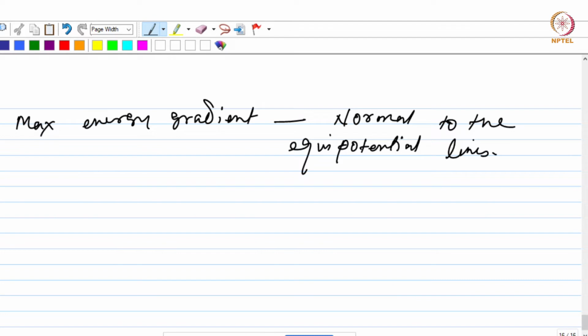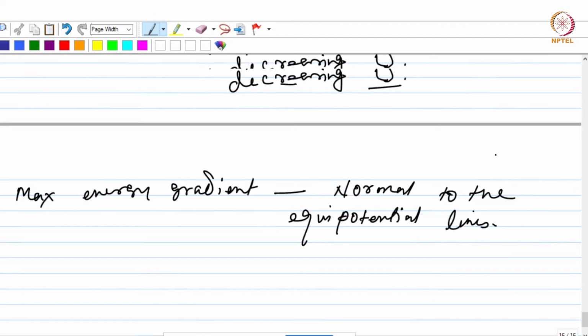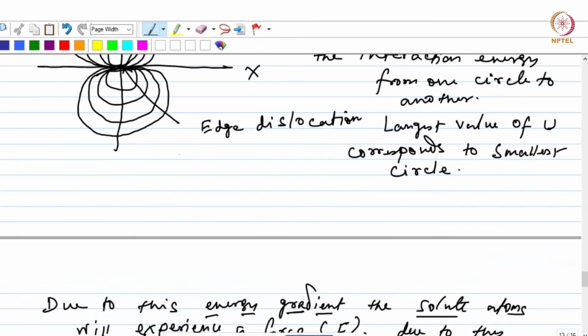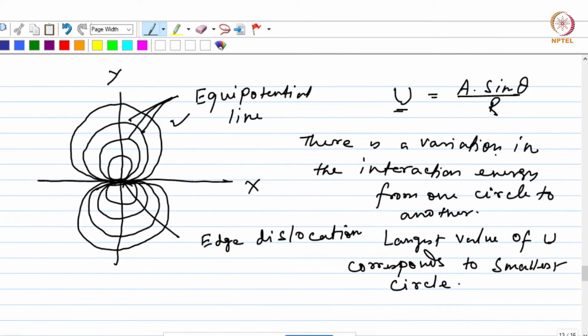So let us go back to those lines. Here they are. Right, so the maximum gradient occurs in a direction which is normal to these lines, right? So that means I'm talking about a direction which is like this, which is normal to this line.